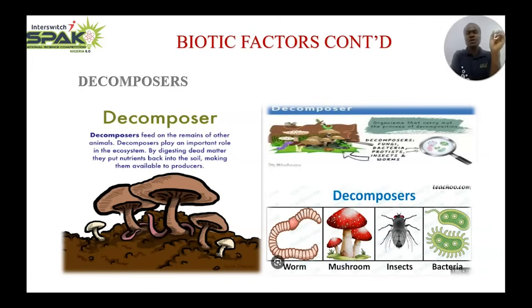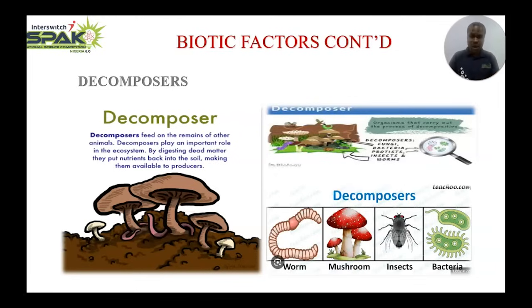Decomposers play an important role in the ecosystem by digesting dead matter and putting nutrients back into the soil, making them available to producers. They play a major role in the natural cycle of nutrients. By the time they break down dead, decaying organic matter, they return nutrients back to the ecosystem, so the ecosystem can keep on supporting itself, getting nutrients back from the decomposers and recirculating them.